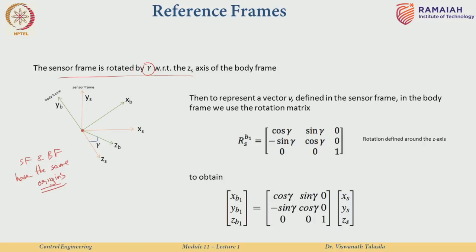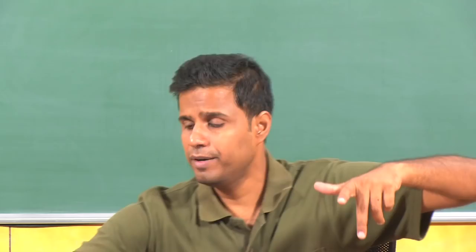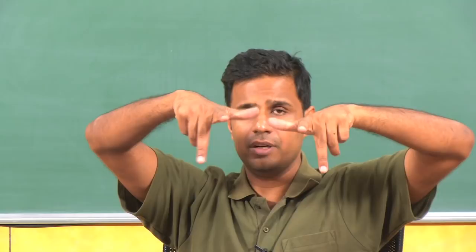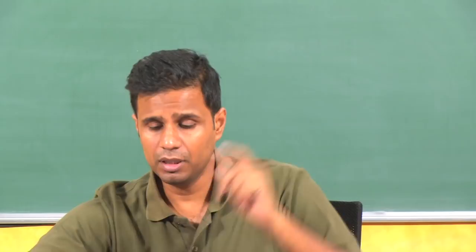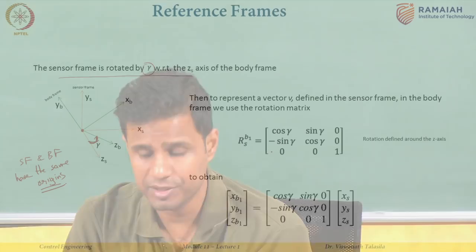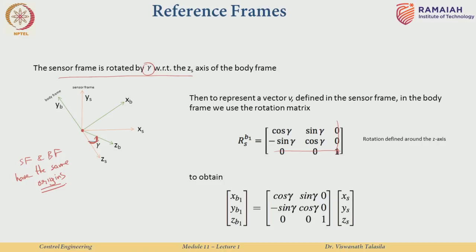So first, in this particular example, we will assume that the sensor frame is rotated by an angle gamma with respect to the z axis of the body frame. Turns out if you do the math properly, when we are doing a rotation about the z axis, notice that the bottom one is fixed. So the third component, the z axis component, will be all zeros except the z axis itself, because the z axis is not moving, it is the other two axes which are moving. The other two axes, by standard trigonometric relationships, will follow this relationship. Now, you do not need to worry about the derivations of this. Maybe those of you going for higher studies can study this later, not too relevant for now.